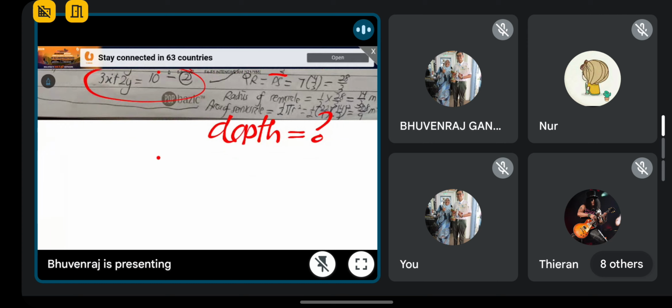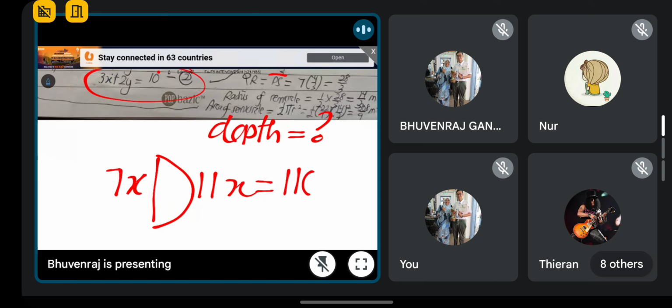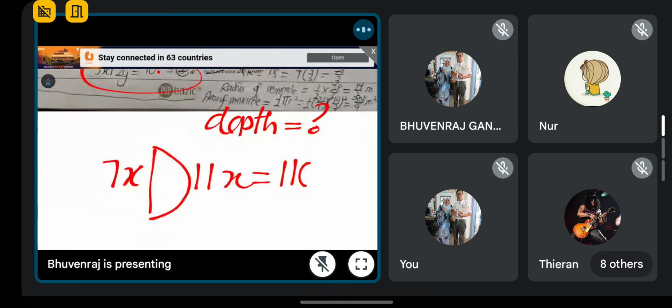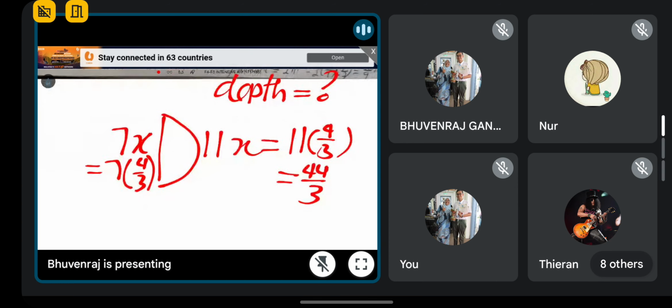Let me draw for you guys. You have a semicircle. This is 11x. Yang ni adalah 7x. Kamu dah tahu nilai x, x is sama dengan 4/3 kan? Jadi kamu boleh cari nilai sebenarnya. So this is 44/3. This one is 28/3. Tapi sekarang mereka nak kedalaman. They want the depth of the water. So how guys? Any idea how to find?